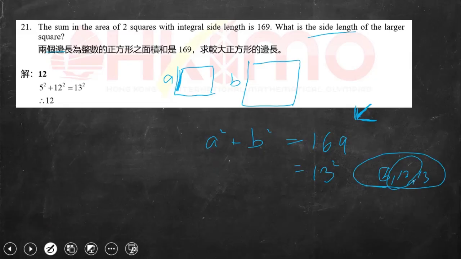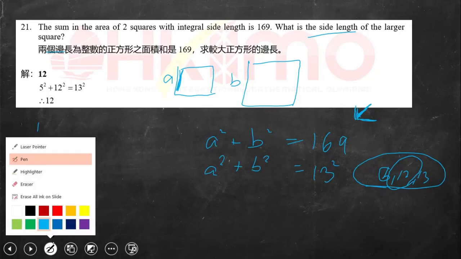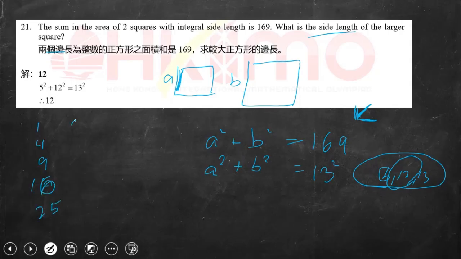But if you did not know that they are a Pythagorean triple, you can just use trial and error. So we have the squares: 1, 4, 9, 16, 25, 36, 49, 64, 81, 100, 121, 144, and 169.